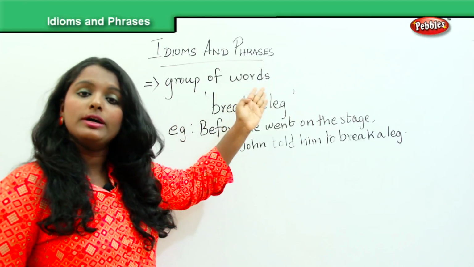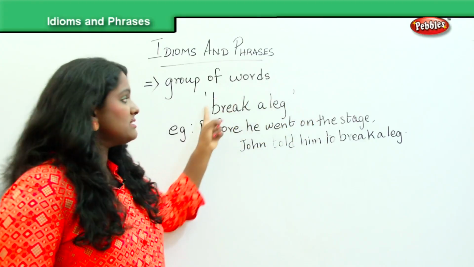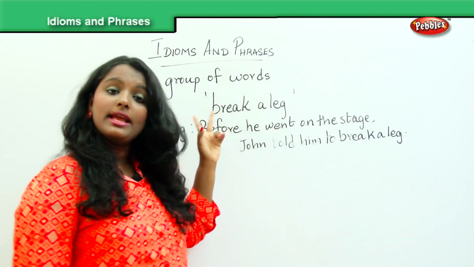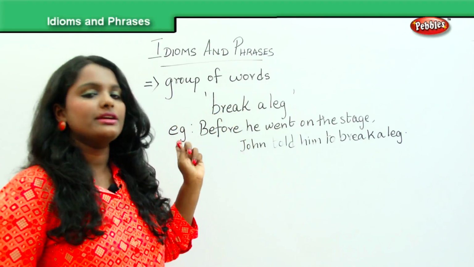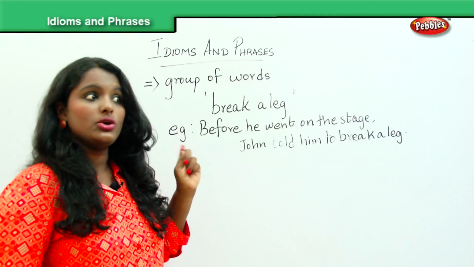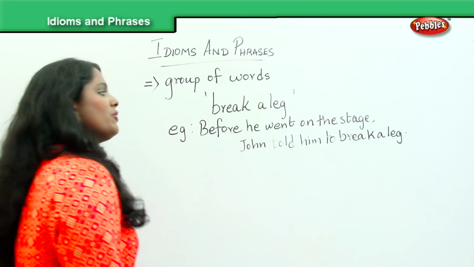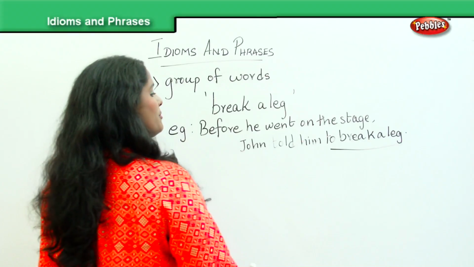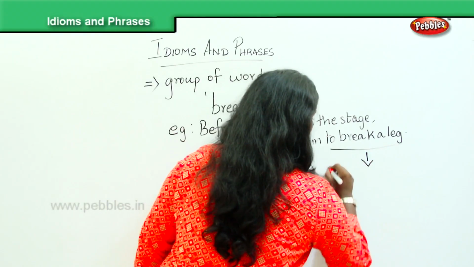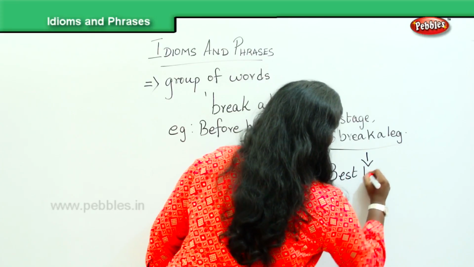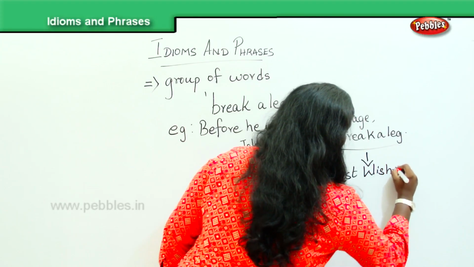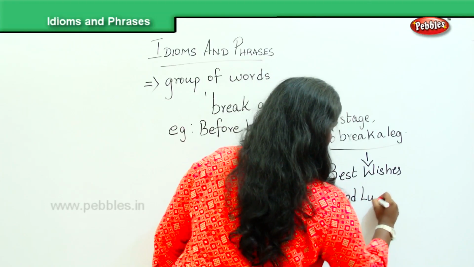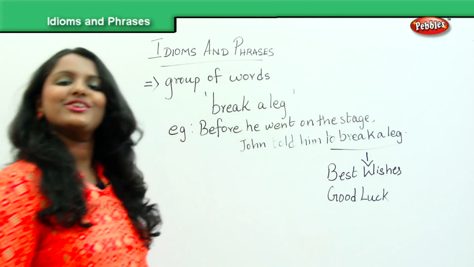Idioms are a group of words which do not have the exact literal meaning of the words, but have some other meanings. This is mainly used by the native speakers of the language to make your language more interesting. So before he went on the stage, John told him to break a leg. The actual meaning for breaking a leg is best wishes or good luck, right?